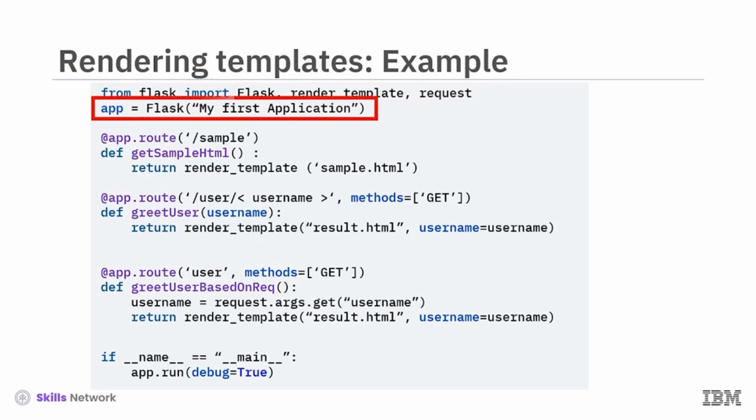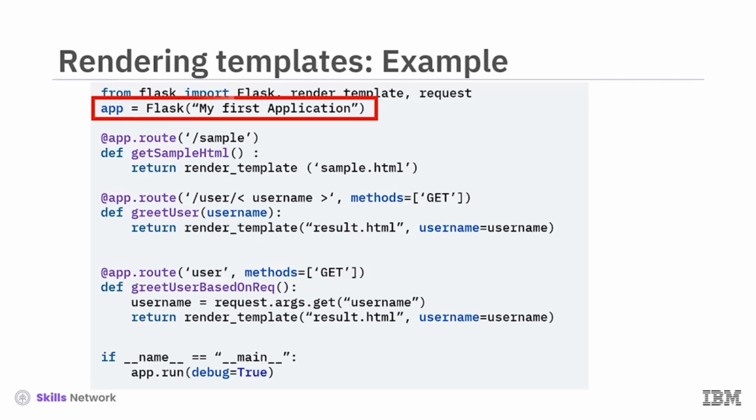Next, instantiate Flask and set the static folder. For example, app equals Flask open round bracket double quote my with capital M, first application with capital A. The default folder name is static, but you can have the static contents in a directory with a different name as long as you set it explicitly.